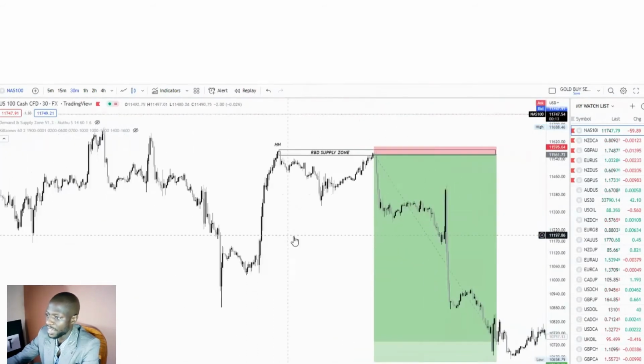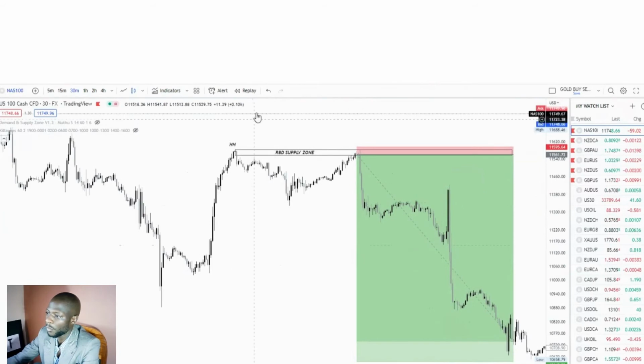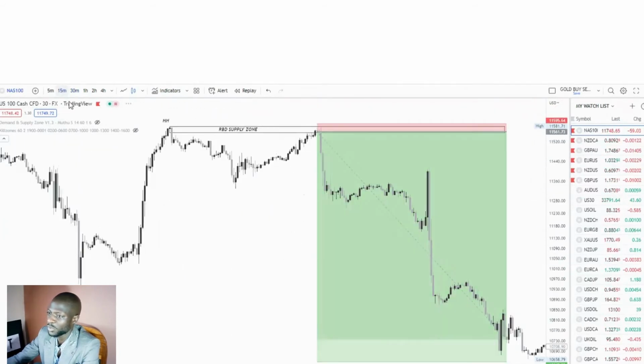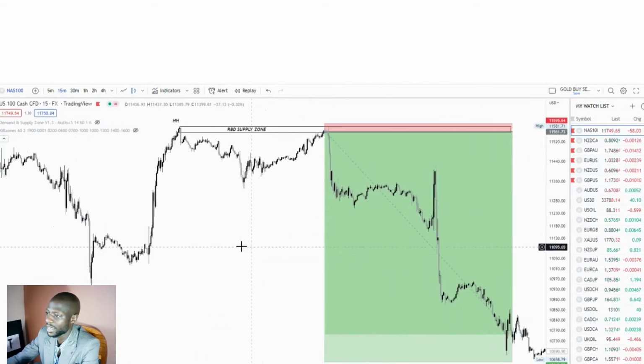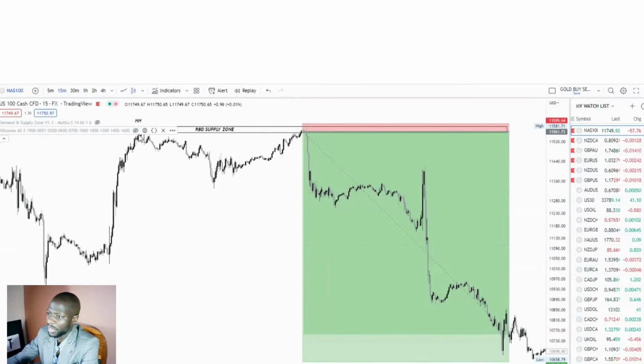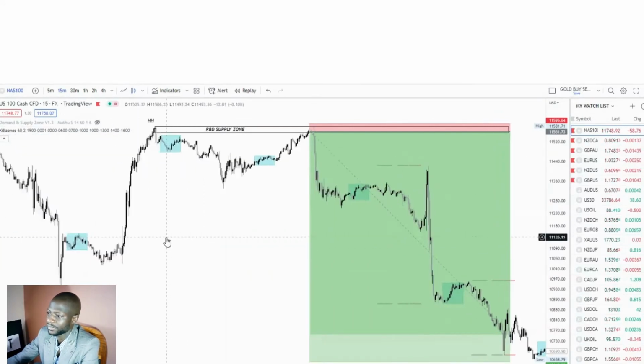So what you have here is a clear rally based drop supply zone, right? This is a rally based drop supply zone. So let's go to the 15-minute time frame, you actually appreciate more what I'm saying. All right, so turn on this indicator right here. You see what's going to happen.